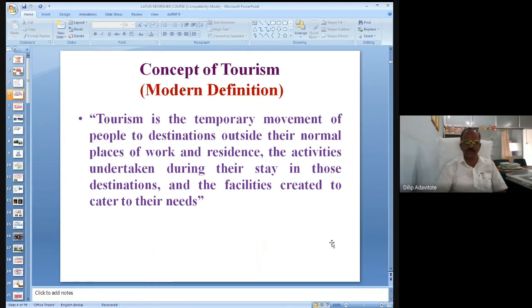Let us see the concept of tourism, or we can call it a modern definition. As we know, tourism is a temporary movement of people to destinations outside their normal place of work and residence. Those citizens who are living away from their own place for more than 24 hours are called tourists. They conduct some activities during their stay in those destinations, and facilities are created to cater to their needs. Here it is important to know that tourism is a phenomenon where residents always go to another destination and enjoy the facilities available in particular destinations.